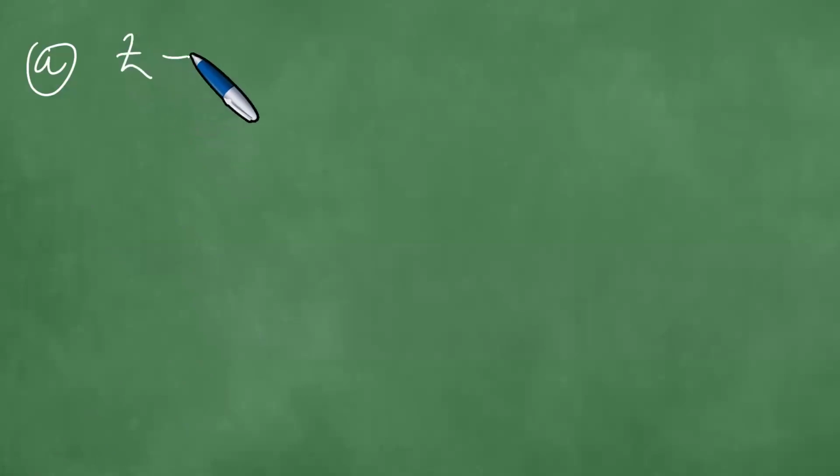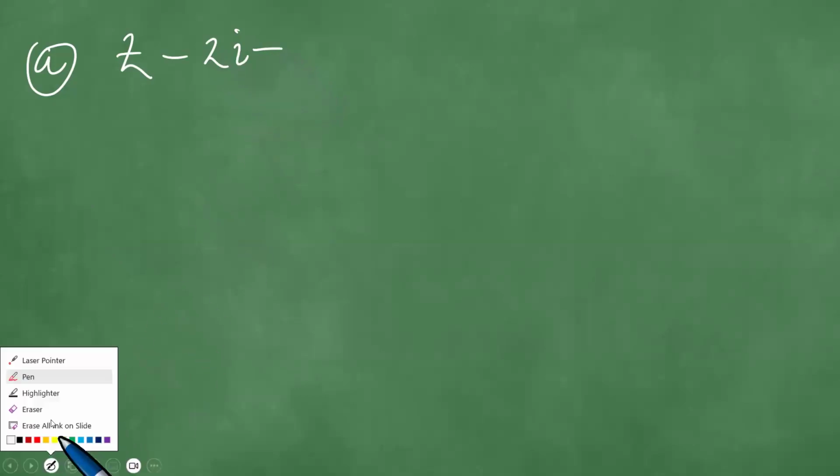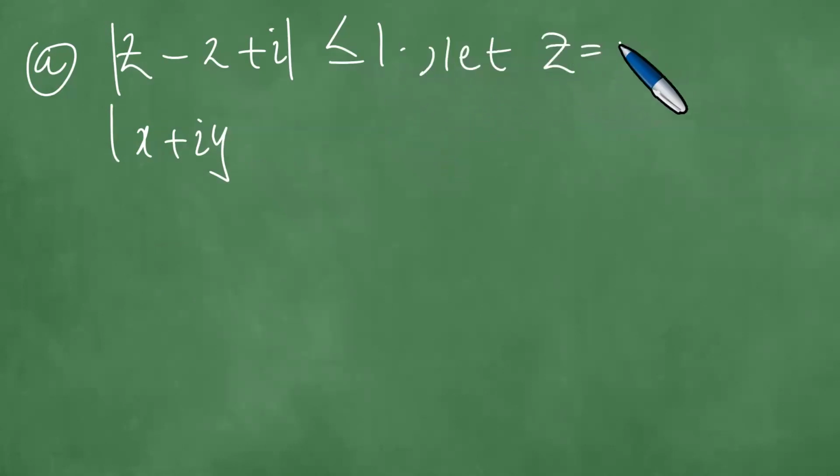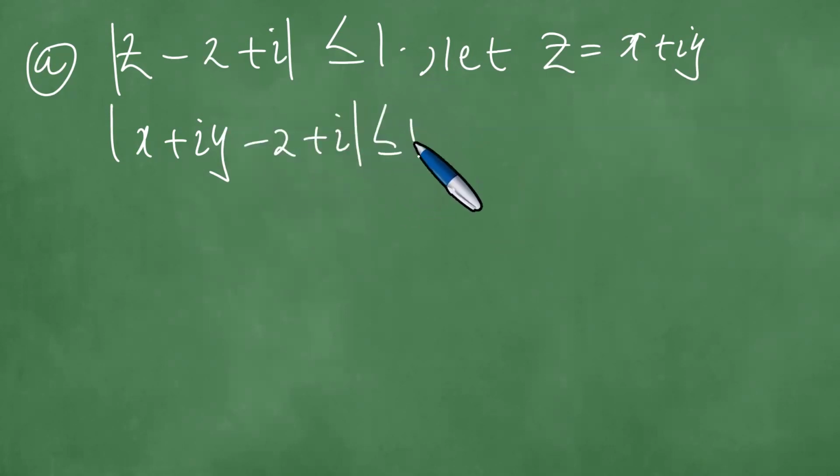Right, the modulus of z minus 2 plus i, which is less than or equal to 1. Okay, so to sketch this it is easier to note that z is a complex number, so we let z be x plus iy, so it has a real part x and an imaginary part y. So you have minus 2 plus i, and you have less than or equal to 1.